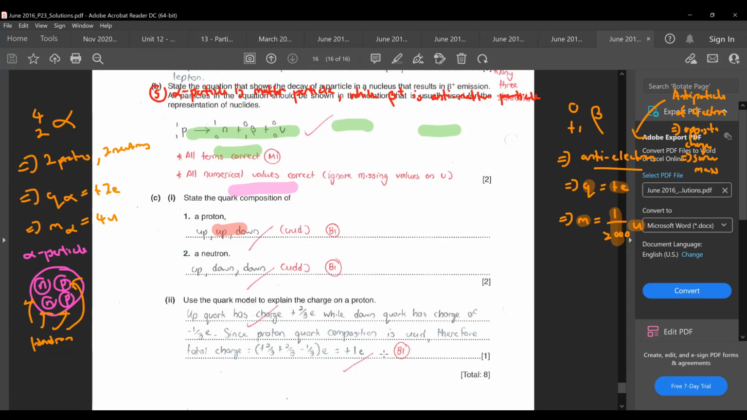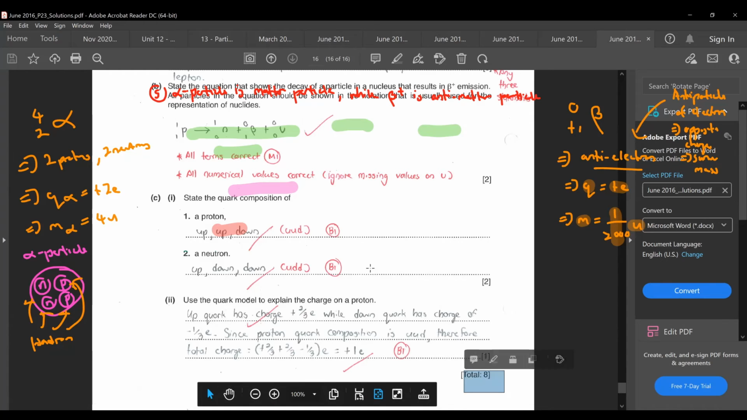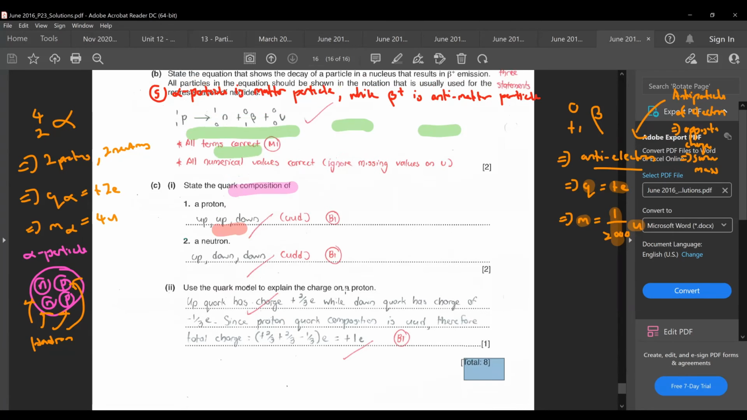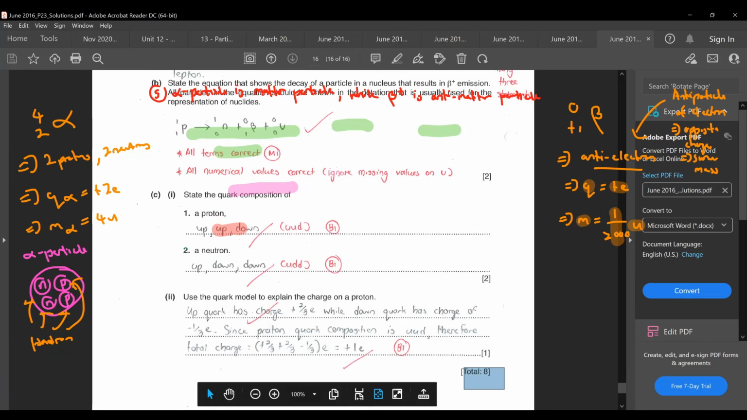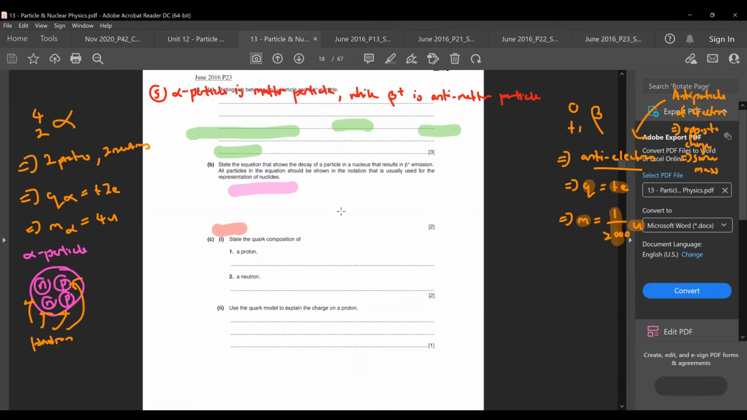Notice this one is already 8 marks. This is already close to 1/6 of your P2 marks. Okay, so this one is okay. Then I move on to the next one.